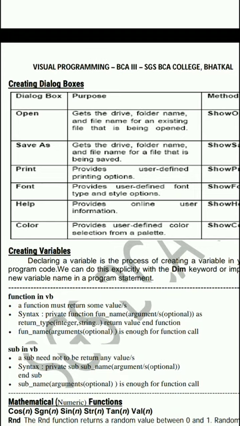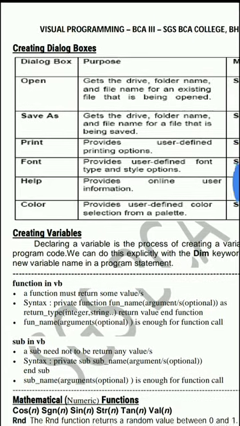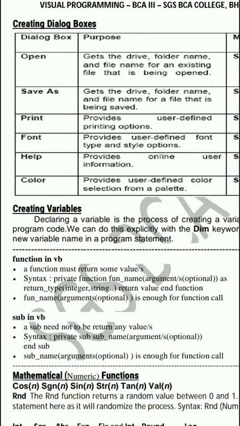VB has different dialog boxes such as the open dialog box, save as dialog box, print dialog box, font dialog box, help, and color. Using the open dialog box, we can open a file or folder. The save as dialog box is used to save the application. Print and font are used for printing the application and to change the font respectively.